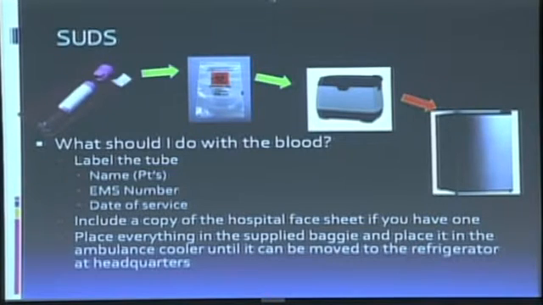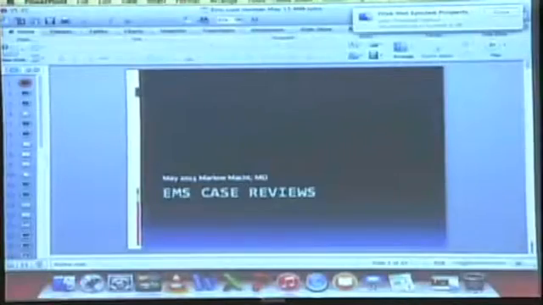This is for the transporting agencies. The tube gets labeled, and a hospital face sheet is helpful, and then gets placed in the ambulance cooler and then to the refrigerator at the headquarters of the transporting agency. That's all we have.